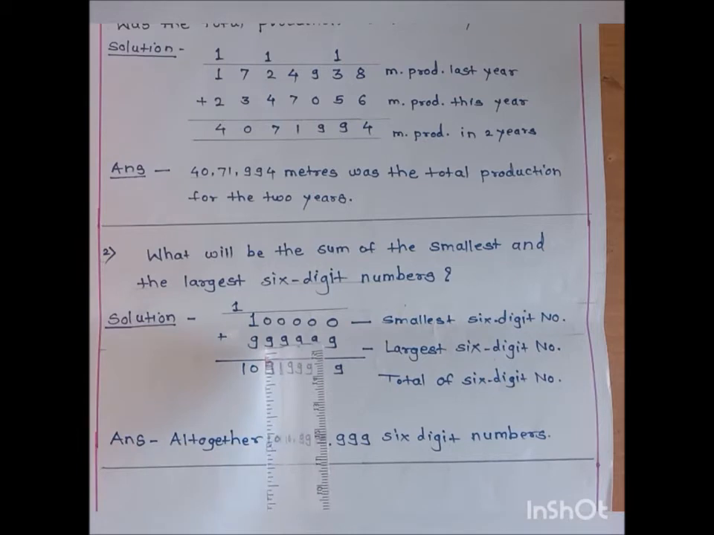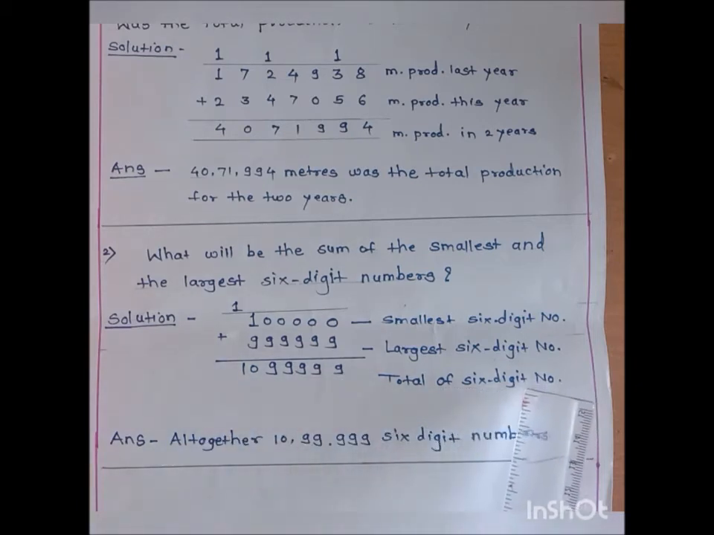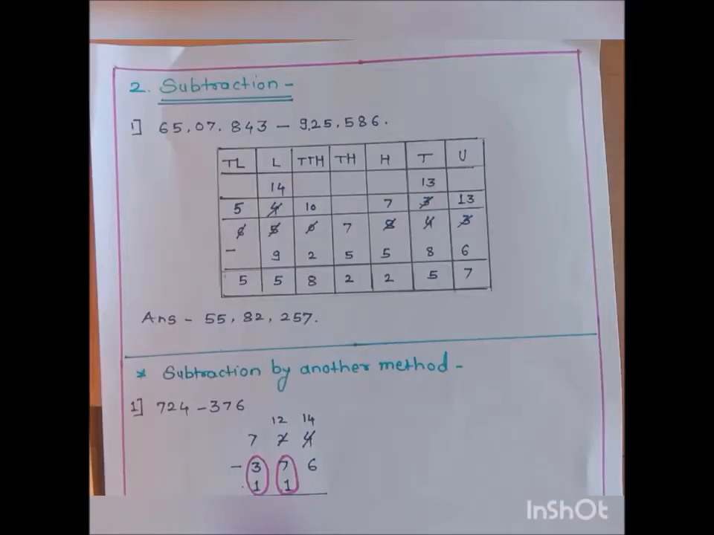Now 1 plus 9 is equal to 10. Carry 1 is equal to 1. Carry as it is. This is the total of 6-digit numbers. Altogether 10,99,999. Students, next session is about subtraction.